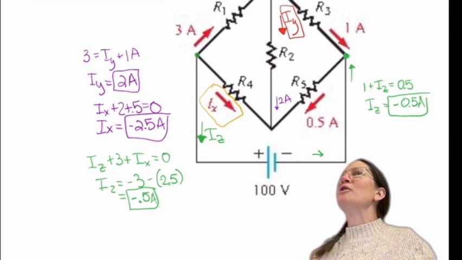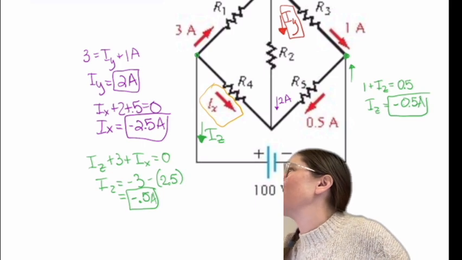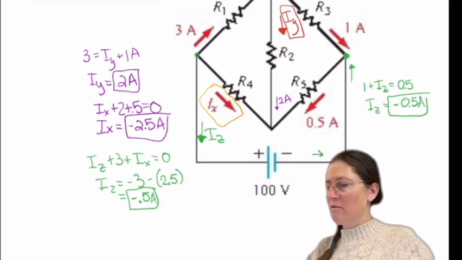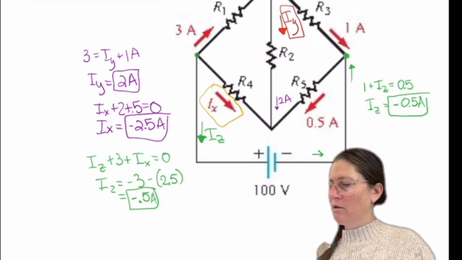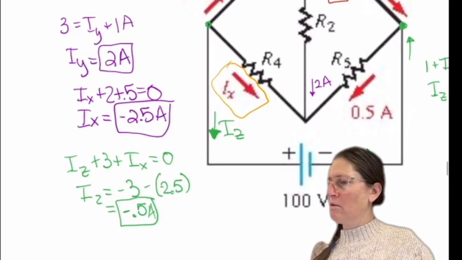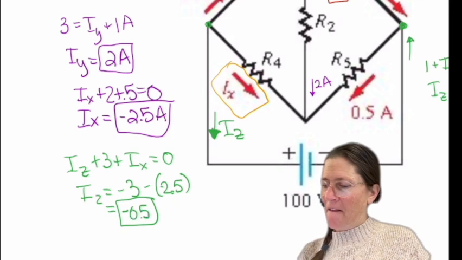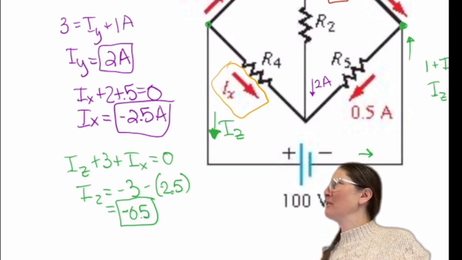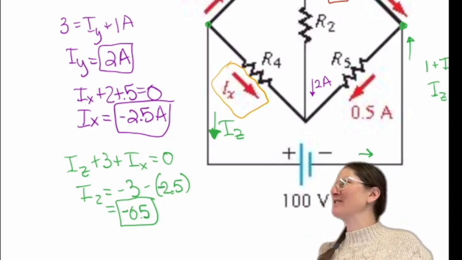Sorry, if you can be quiet for just a second. I couldn't hear you. What was that question? For IZ, is it negative 3 plus 2.5 or minus 2.5, because we wrote 2.5 on this side? Negative. Oh, I couldn't see the negative in front of the 2.5. Yep, there's a negative in there too. It's negative 0.5.